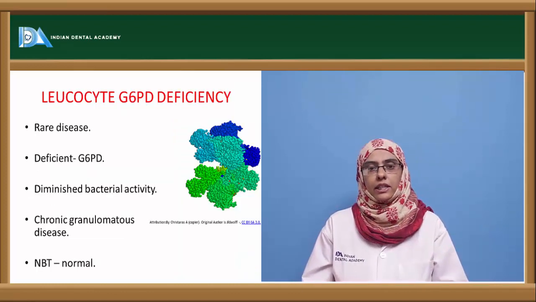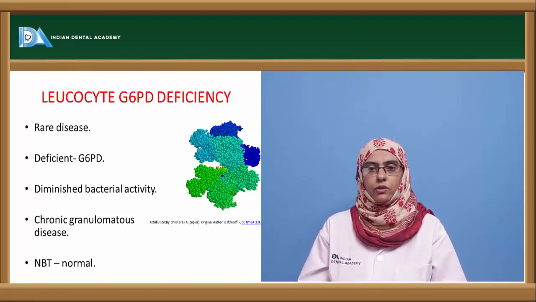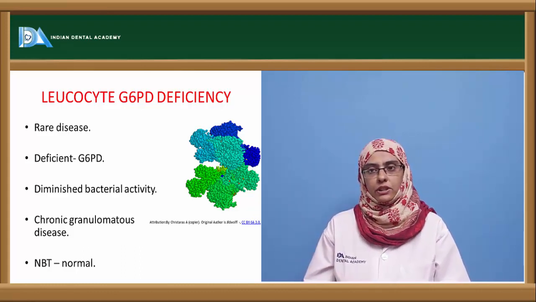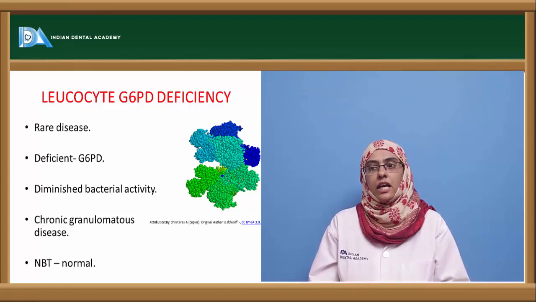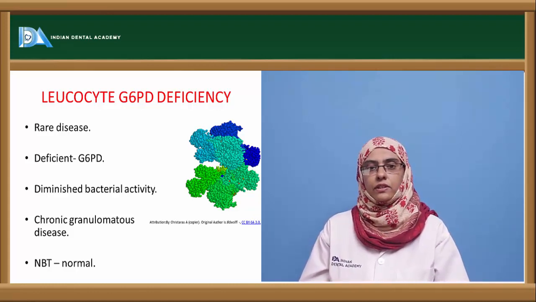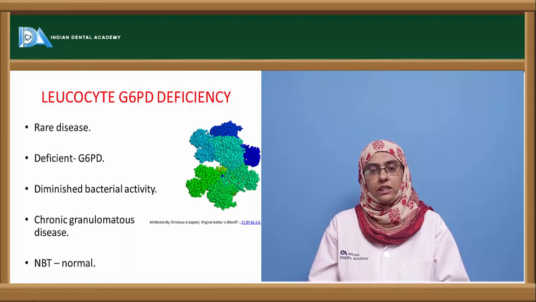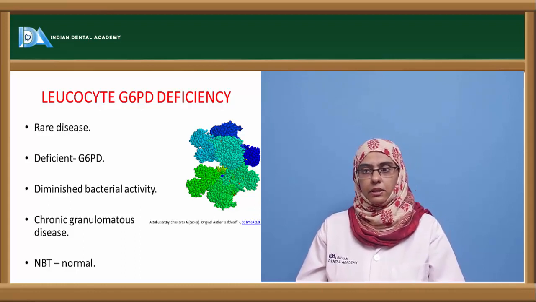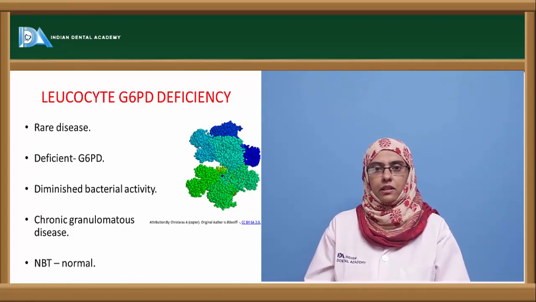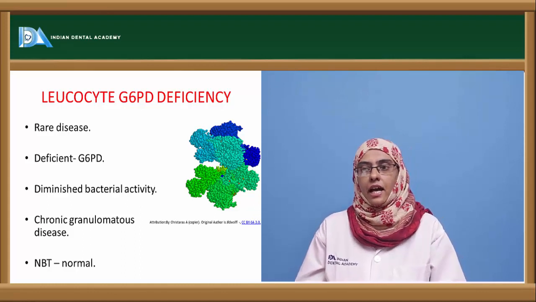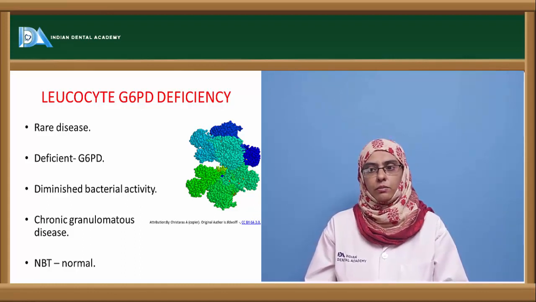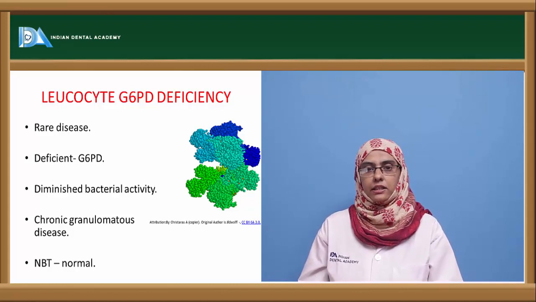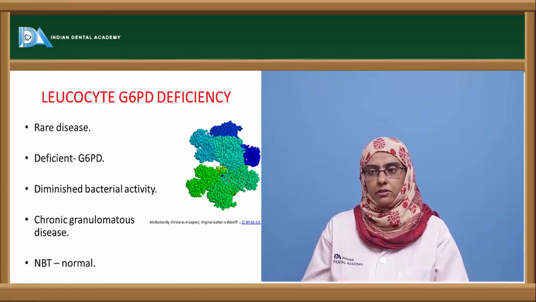Next type of phagocytic disorder is leukocyte G6PD deficiency, glucose 6 phosphate dehydrogenase deficiency. It is a rare disease, and there is a deficiency of glucose 6 phosphate dehydrogenase involving diminished bacterial activity. That is, the bacteria are not easily killed, leading to chronic granulomatous diseases. And in this kind of patient, the NBT test is normal.